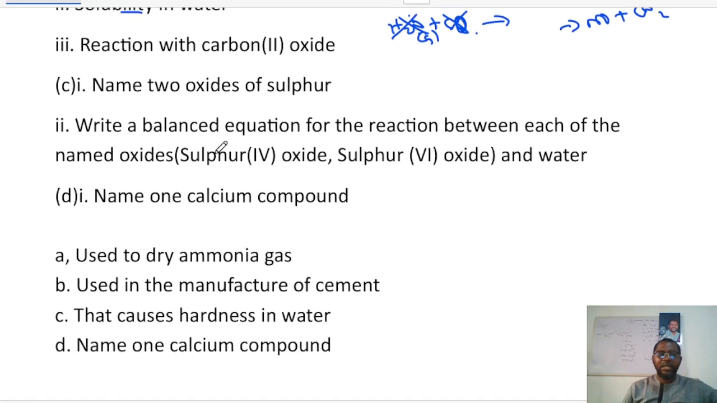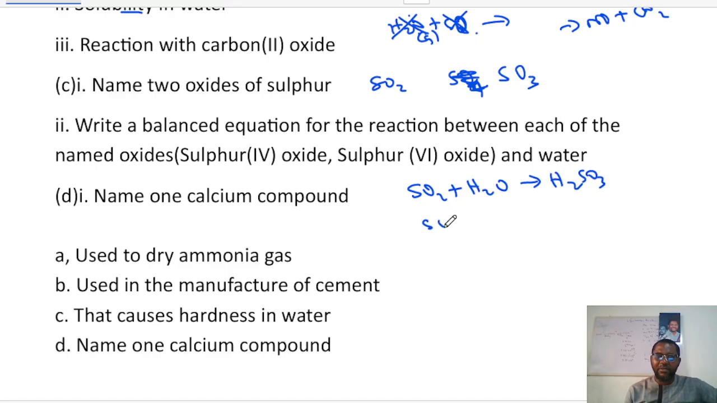Now the next one says name 2 oxides of sulfur. Okay, we have sulfur 4 oxide, SO2. We have sulfur 6 oxide, SO3. So these are the 2 different oxides of sulfur. Now the next one says write the balanced equation for the reaction between each of the named oxides, sulfur 4 oxide and sulfur 6 oxide, and water. Sulfur 4 oxide reacting with water should give us H2SO3, but sulfur 6 oxide reacting with water should give us H2SO4.